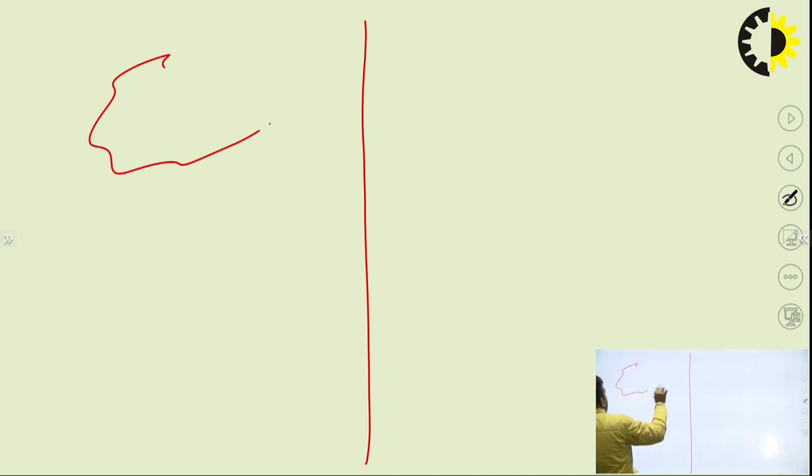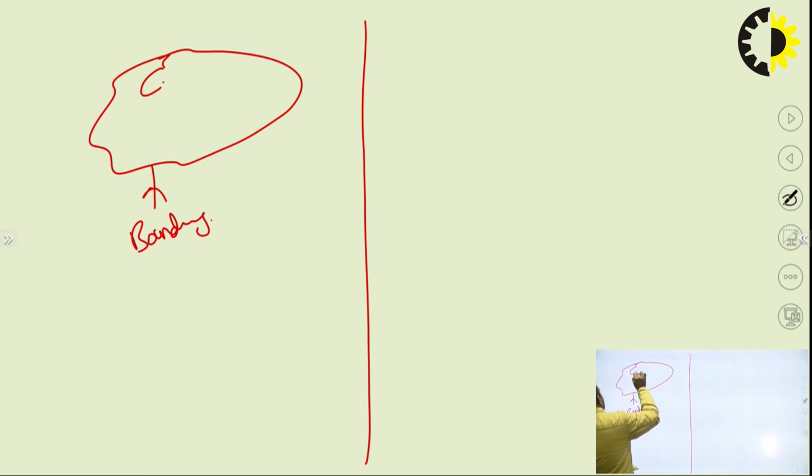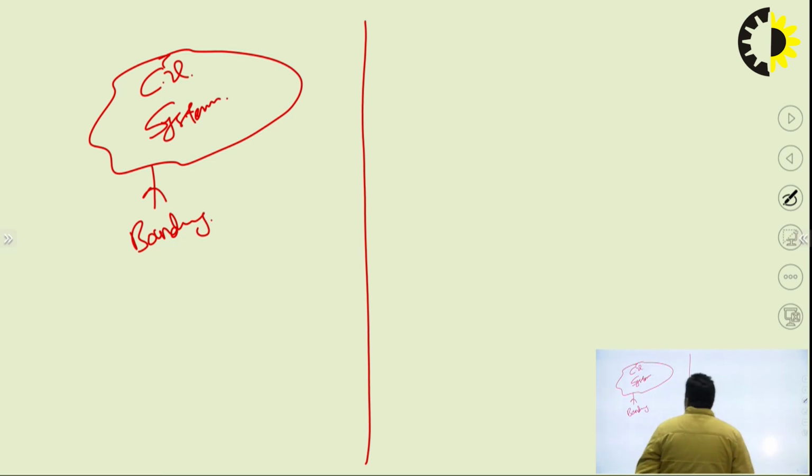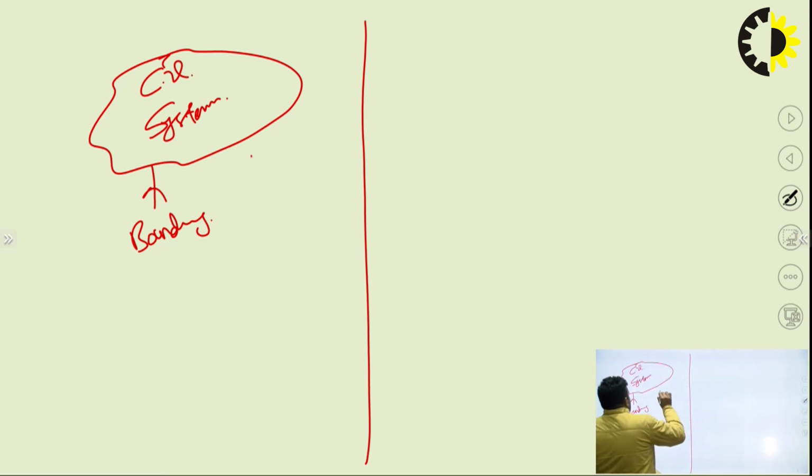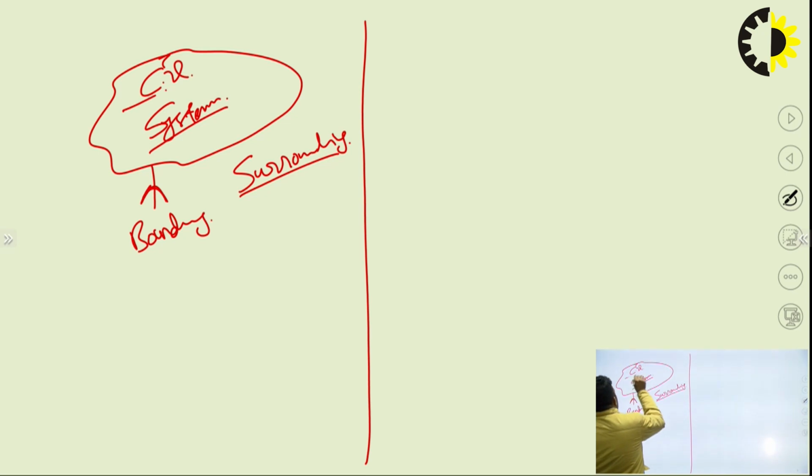System and surrounding are separated by a boundary. Suppose this is a boundary. Inside the boundary it is called control volume. Here this is the system, and external to the system is called surrounding. So this is the system and this is the surrounding, separated by one boundary, and inside the boundary is called control volume.